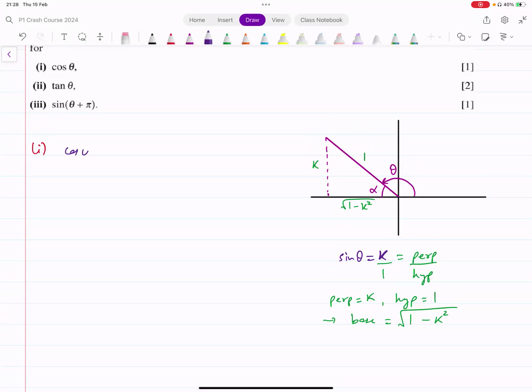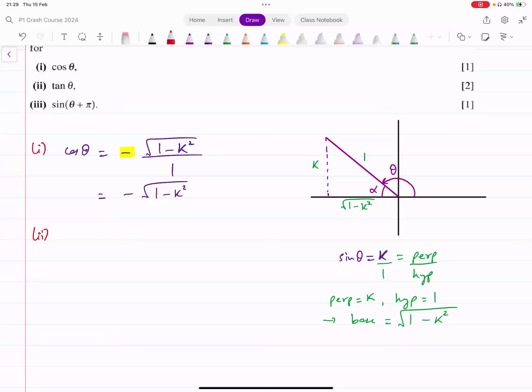Cos of theta. What is cos of theta? Cos of theta is defined as base over hypotenuse. Base is the square root of 1 minus k squared, and hypotenuse is 1. So square root of 1 minus k squared, divided by 1. But then we have to think about which quadrant we are in. It's the second quadrant. In the second quadrant, cos is negative, so we put a negative sign there. So this simplifies to minus the square root of 1 minus k squared. That's the value of cos theta.